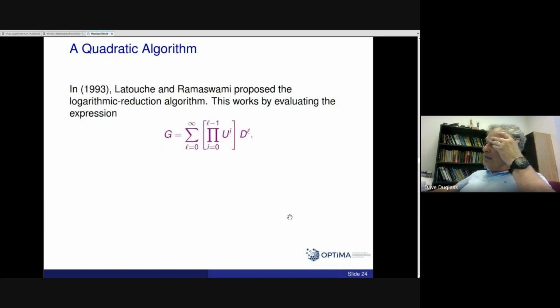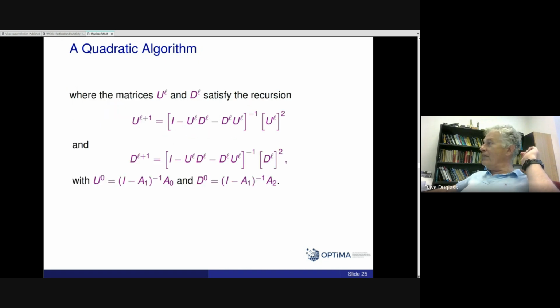So people didn't stop thinking about algorithms, and in 1993, Guy Latouche, as I mentioned on this call, and Ramaswamy proposed something that they called the logarithmic reduction algorithm, which is much more complicated than the algorithm we've just talked about. Essentially, you could write an expression for G as a sum of products of some matrices that you call U superscript L and D superscript L. And these U's and D's satisfy a recursion.